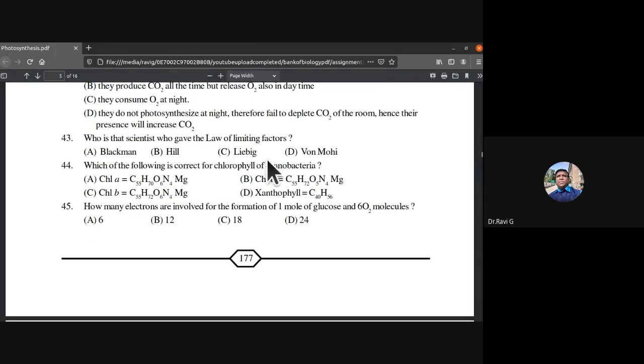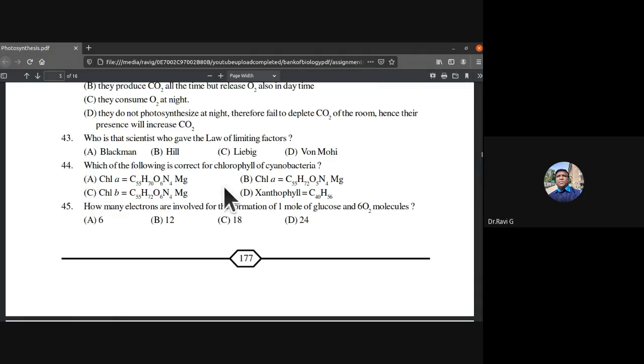Who is the scientist who gave the law of limiting factors? I think this is very easy. You should be able to answer. Who gave the law of limiting factors? Anyone? Blackman, sir. Blackman, he put forth this law of limiting factors. The scientist who gave the law of limiting factors is Blackman.